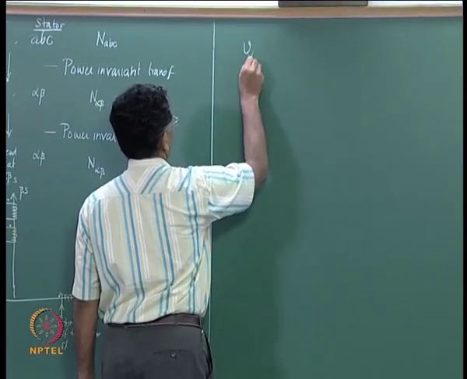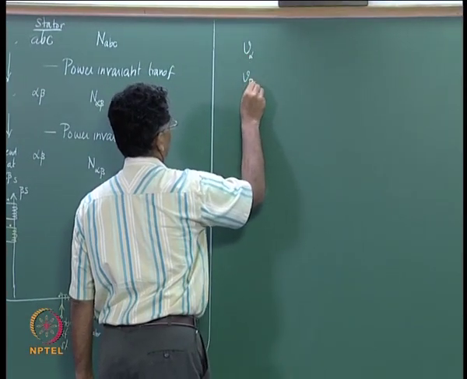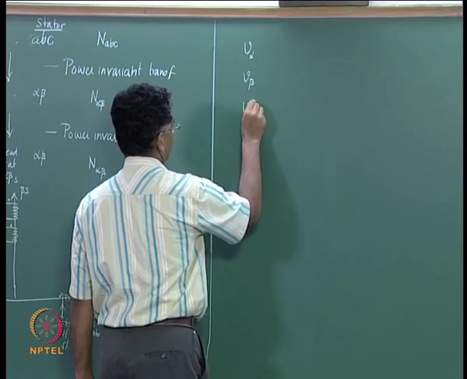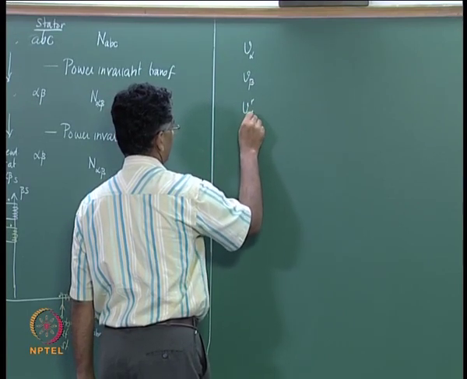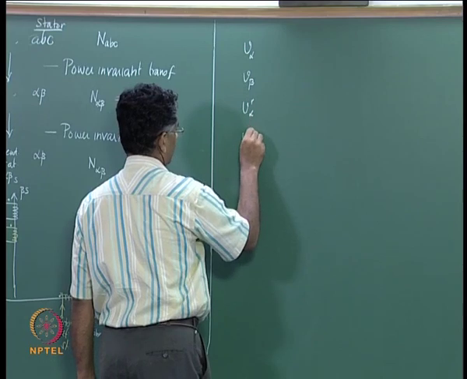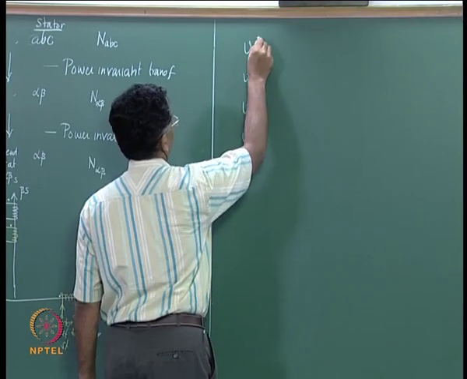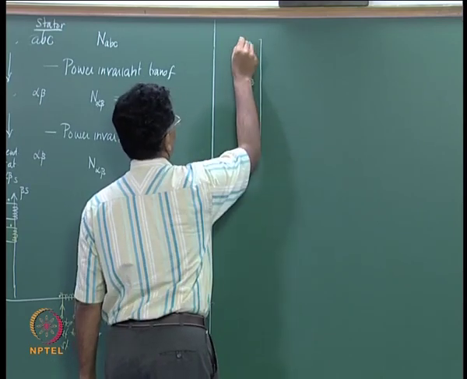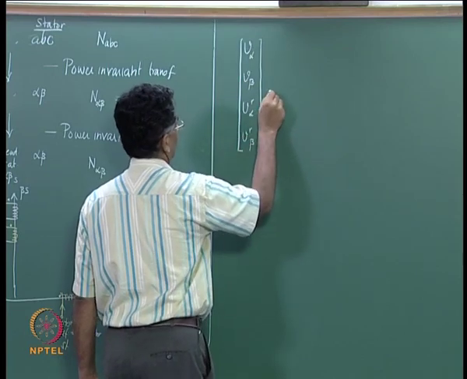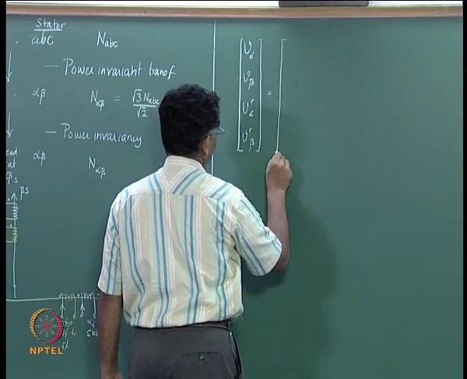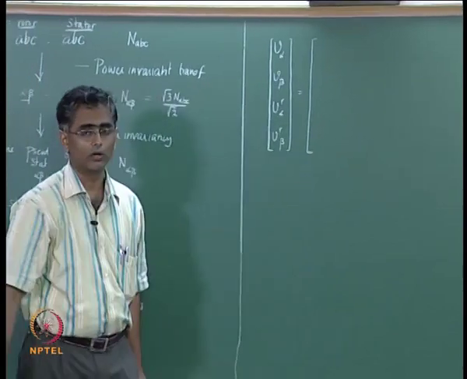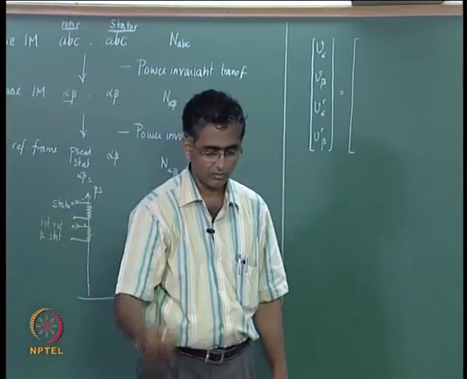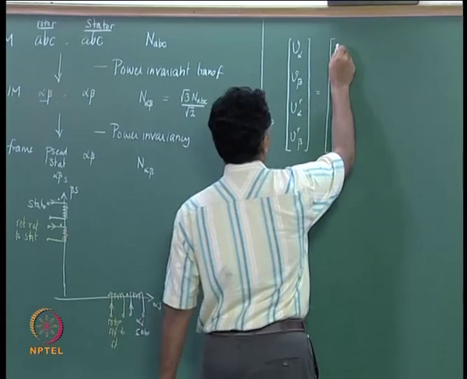You have V alpha, V beta of the stator, and then V R alpha and V R beta for the rotor. So, this is the left hand side vector. This is then equal to, yesterday we wrote down the operational impedance form in the last lecture. So, let us put that down.